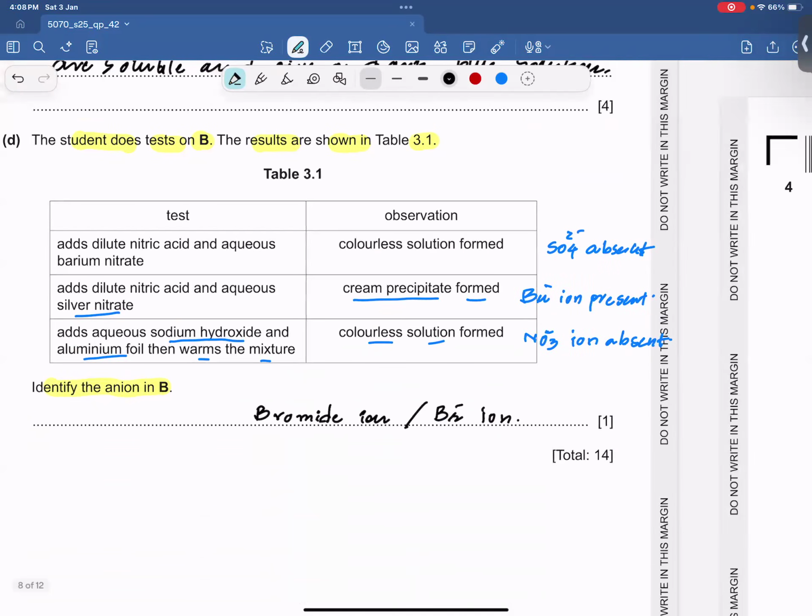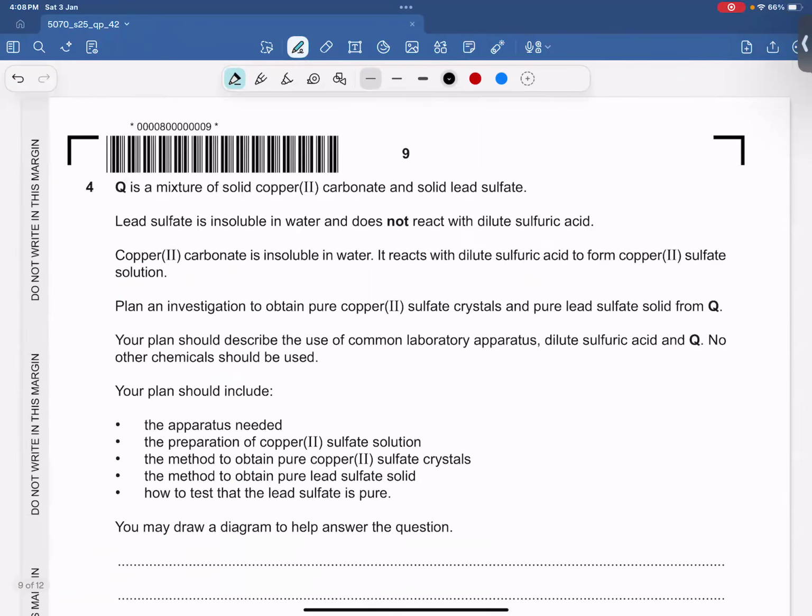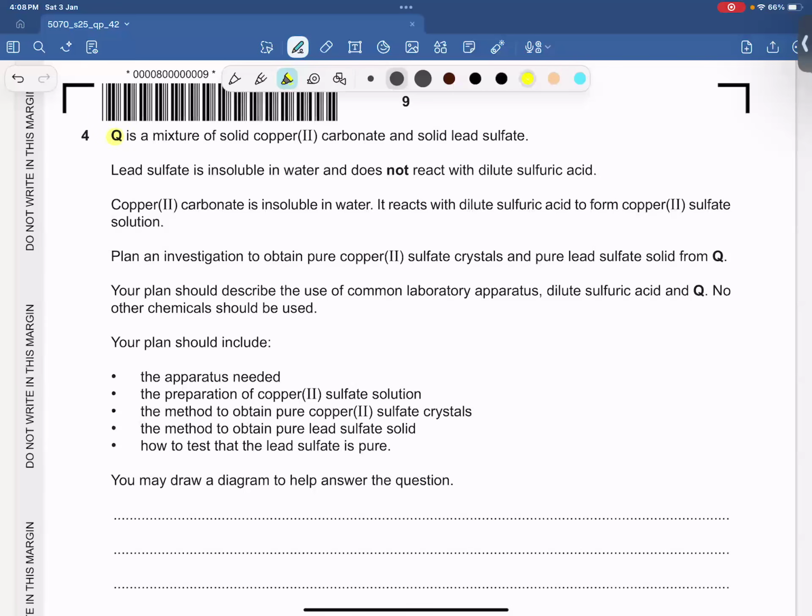Let's move on to the next part of the question. That's planning and analysis, and it's my favorite. Q is a mixture of solid copper 2 carbonate and solid lead 2 sulfate. I've told you in class that solid copper 2 carbonate is insoluble in water. Lead 2 sulfate is insoluble in water and also insoluble in dilute sulfuric acid, whereas copper 2 carbonate is insoluble in water but soluble in dilute sulfuric acid to form copper 2 sulfate solution.